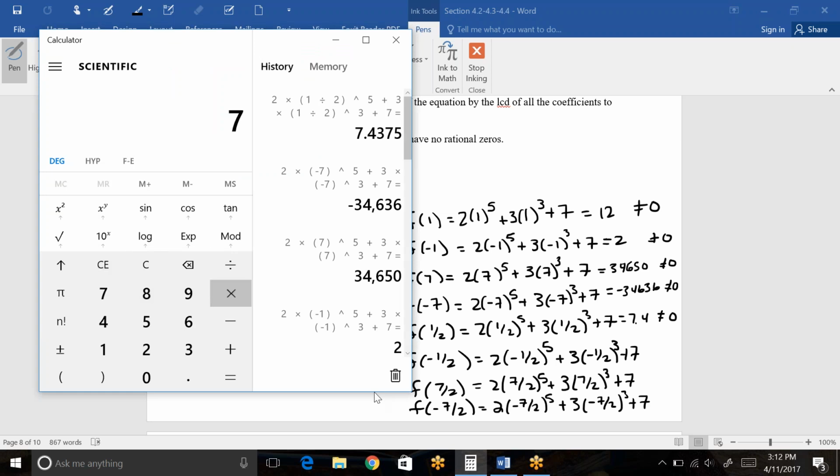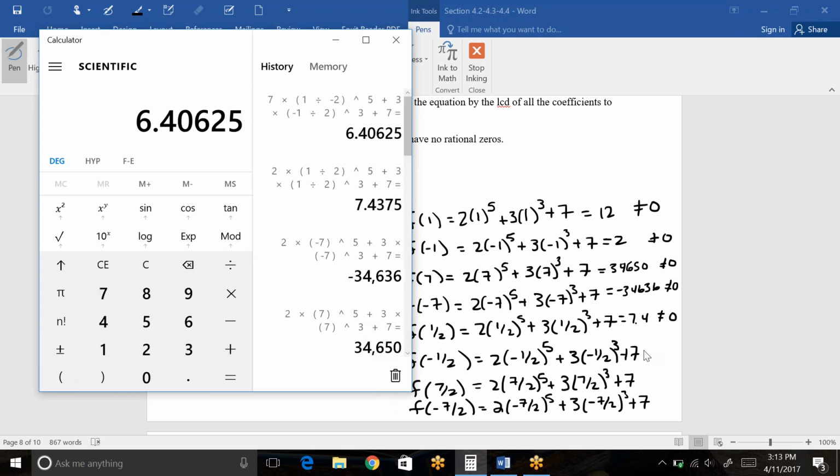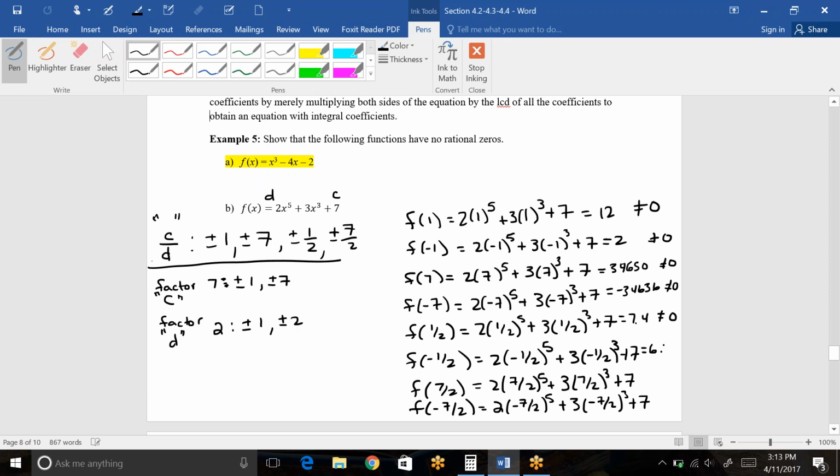And then 7 times 1 divided by 2, but negative, to the 5th plus 3 times a negative 1/2 to the 3rd plus 7 is 6 point something, which is again not 0.